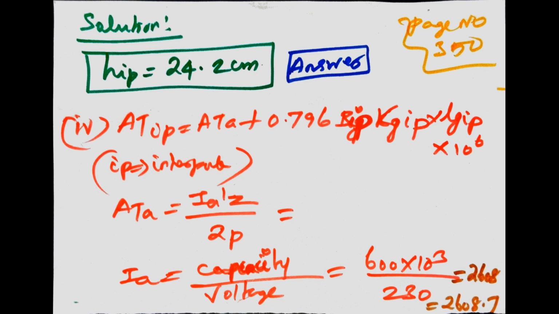Continuation of solution. HIP is equal to 24.2 cm. That is the answer. Fourth, ATIP is equal to ATA plus 0.796 BIP KGIP into LGIP into 10 power 2. IP is interpole. ATA is equal to IA dash divided by 2P. IA is equal to capacity divided by voltage, that is 600 into 10 power 3 divided by 230, that is equal to 2608.7.